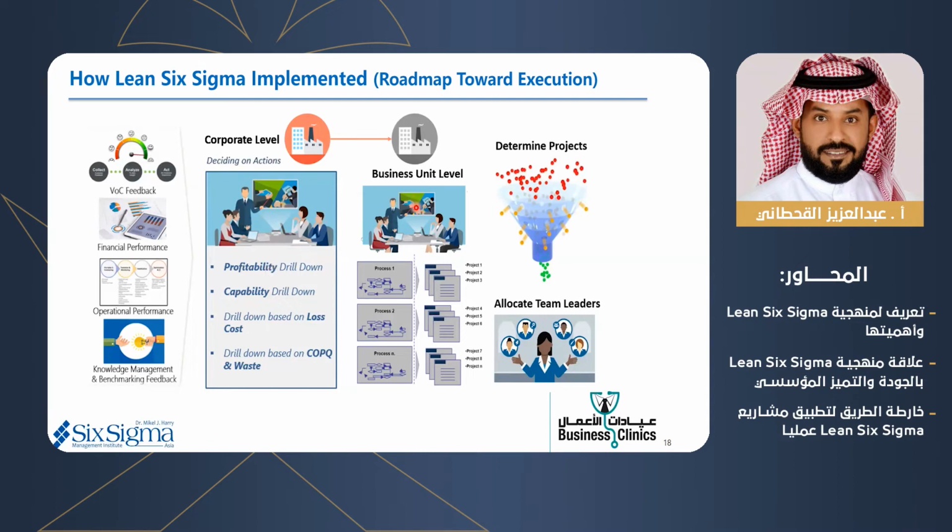Then it will go to the second level, which is the business unit level, or the site, or the place where the activity is being done. So you will start designing the processes, and you will put project leaders for each problem. Each problem will have a leader to look after it, and each leader has a team to work together and apply the Six Sigma methodology in order to achieve the final result that the team is looking for.